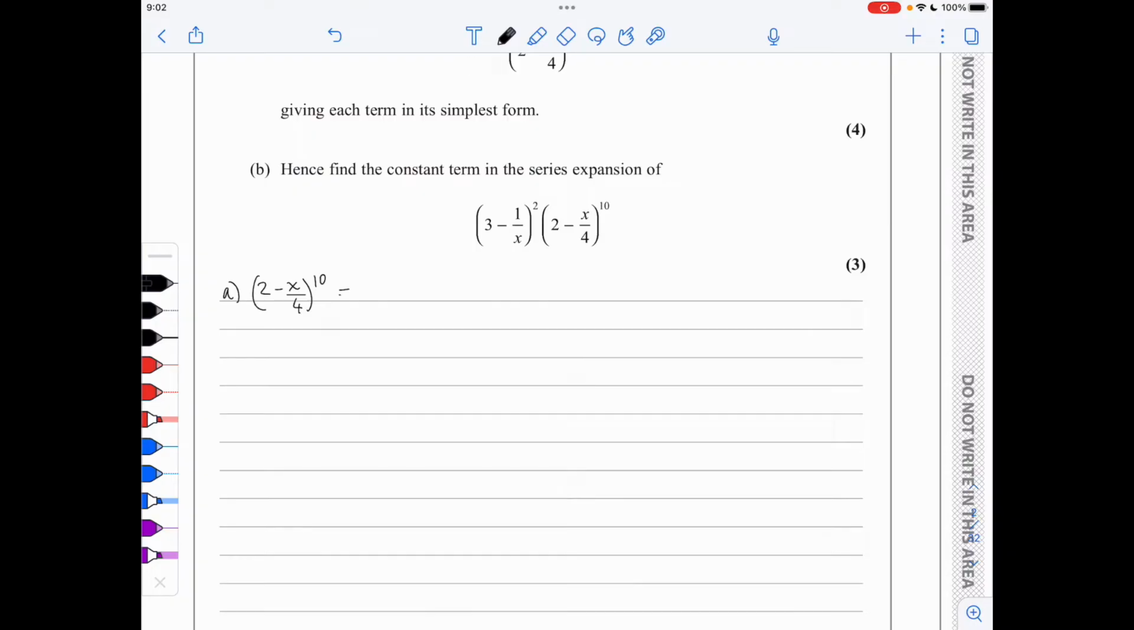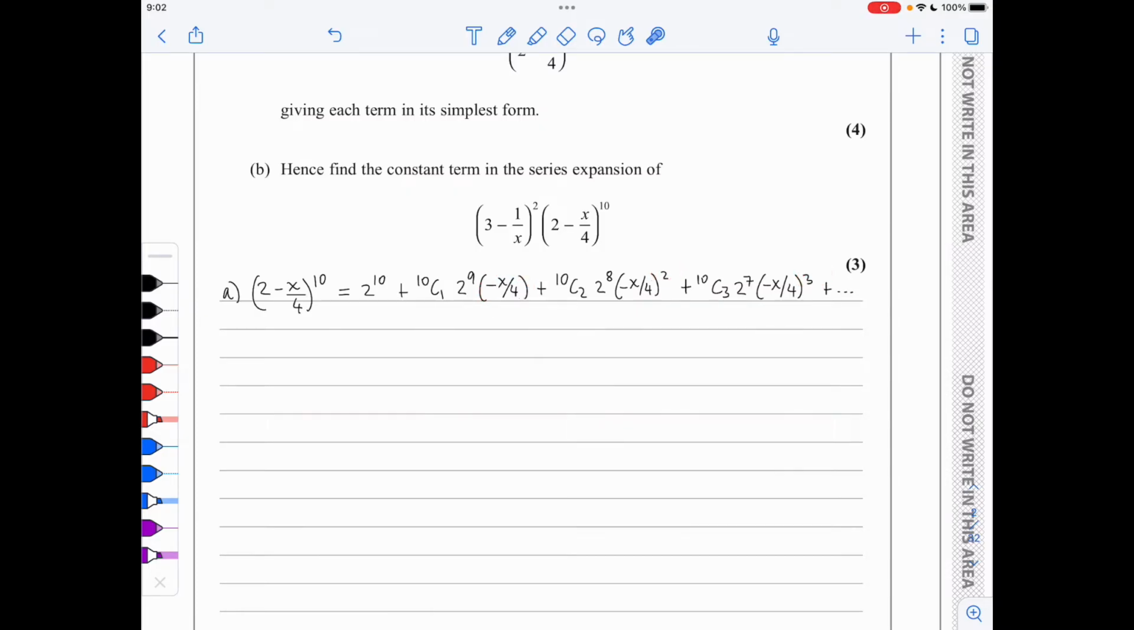So we start with the full power loaded onto 2, plus 10 choose 1, 2 to the power of 9 times (minus x over 4), plus 10 choose 2, 2 to the 8 (minus x over 4) squared, plus 10 choose 3, 2 to the power of 7 (minus x over 4) cubed, plus dot dot dot. Notice that as the power on 2 decreases by 1, the power on negative x over 4 increases by 1.